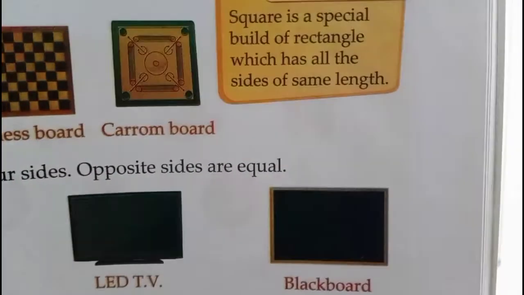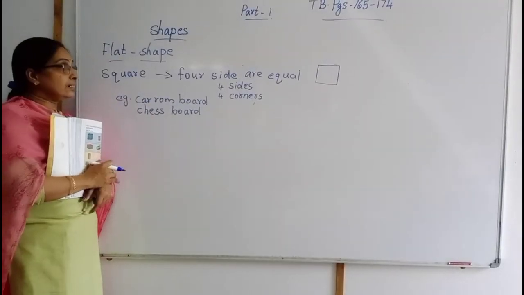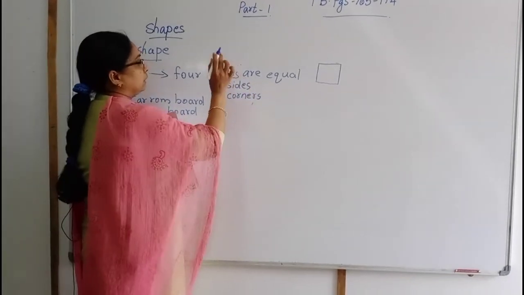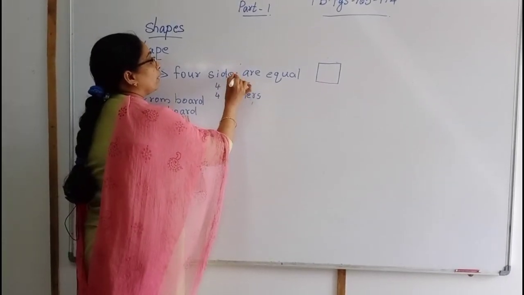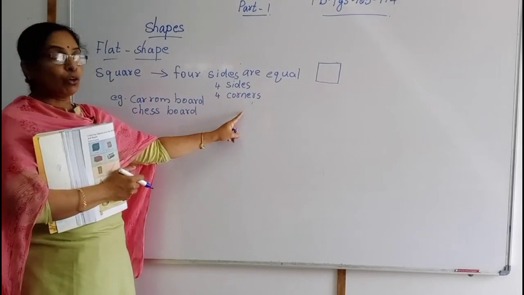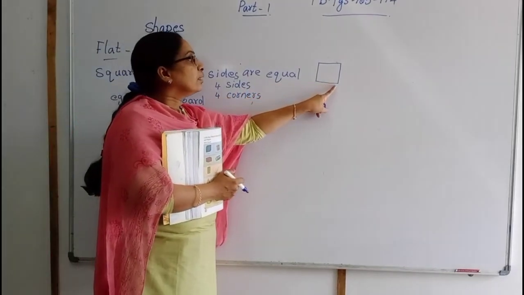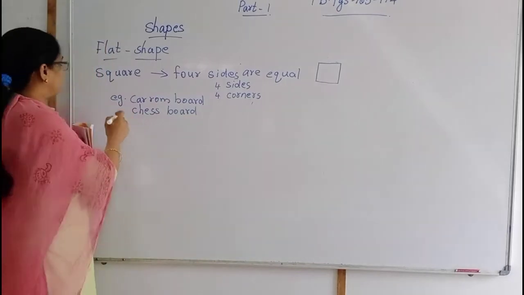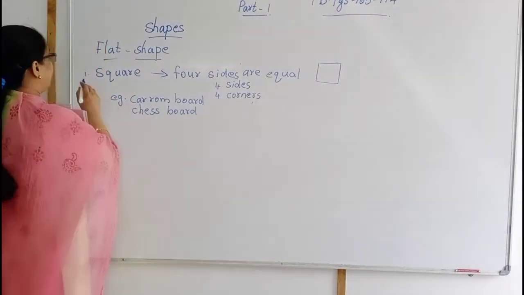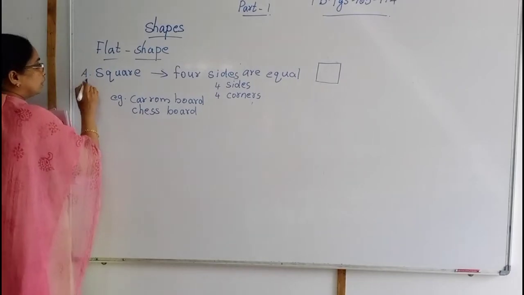These are the examples of the shape of square. It has four sides. Four sides are equal. Then it has four sides and four corners. This is the picture. Then next, here A, B.